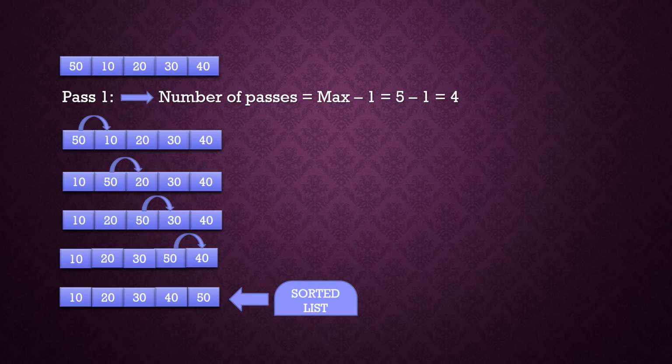Now our final list starts with the smaller digit like 10 and ends with the greater digit like 50, and the sorted list is 10, 20, 30, 40, and 50.